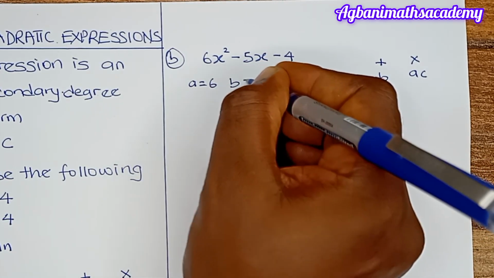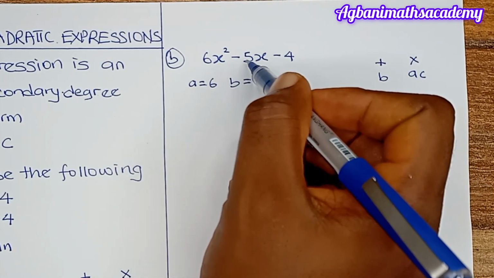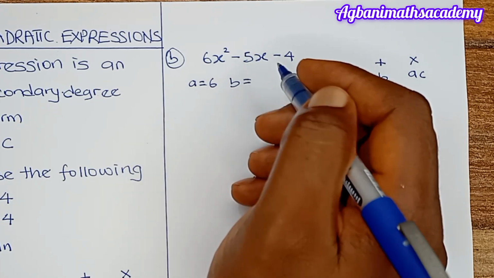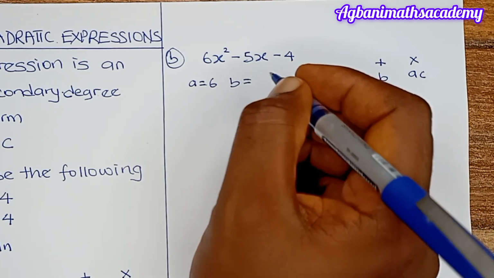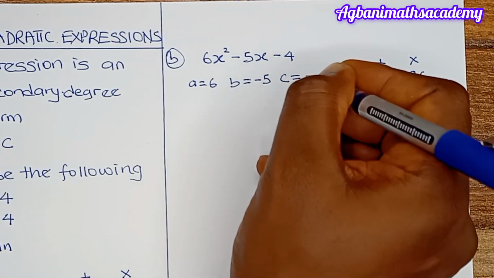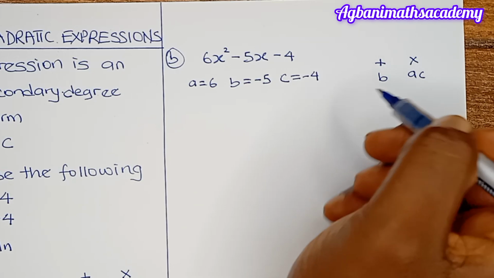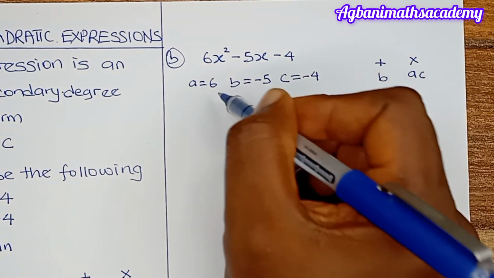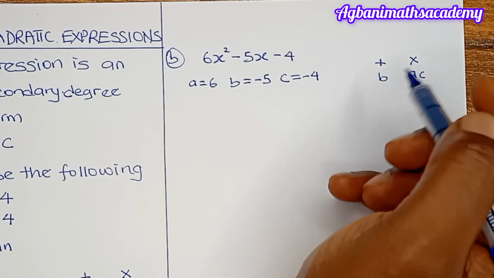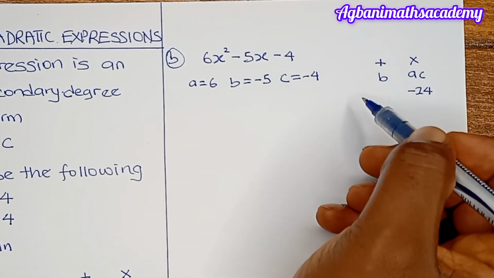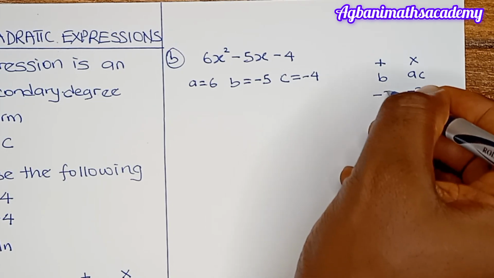B is the coefficient of x. The number in front of x is 5. Not 5, but minus 5. It's important to always carry the sign in front of the number along. So minus 5, and then C is equal to minus 4. So let's use these values to write down what we're going to have here. AC is simply 6 multiplied by minus 4, which is minus 24. And then B is equal to minus 5.